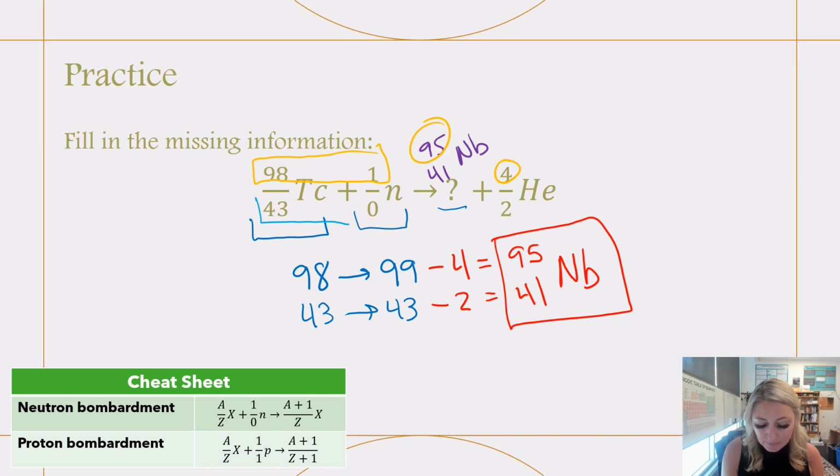43 plus 0 is 43. 2 plus 41 is also 43. So I've accounted for how these nuclei have changed.